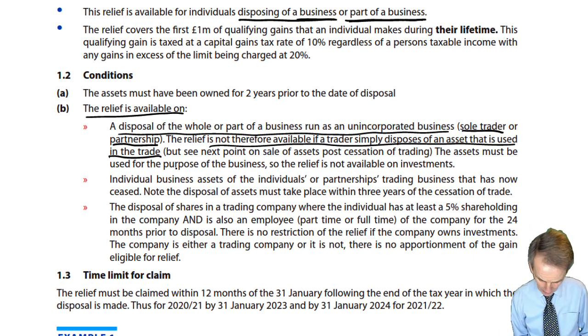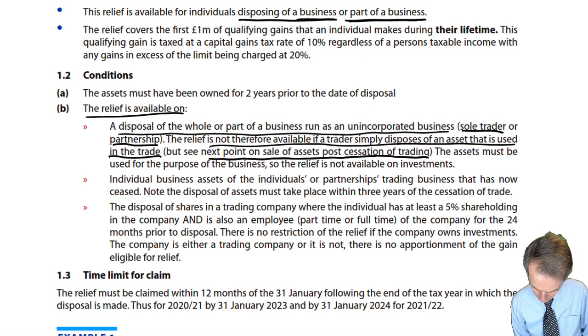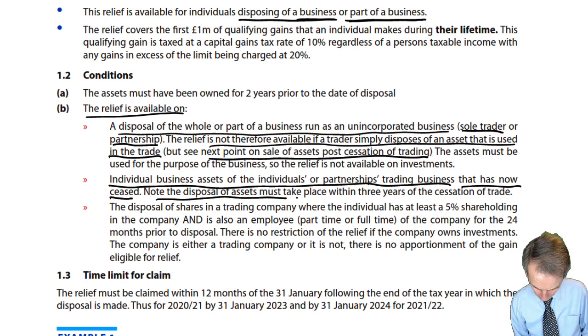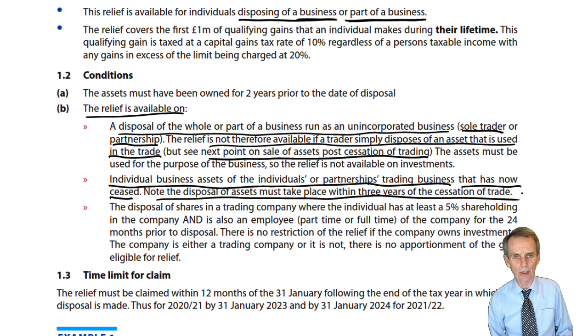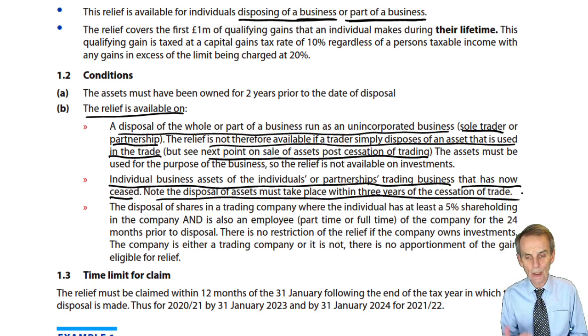Well, in that situation, as it says here, see the next point on sale of assets post cessation of trading, that is, individual business assets of the individual's or partnership's trading business that has now ceased. Note the disposal of assets must take place within 3 years of the cessation of trading. So I just said a moment ago that with the ongoing business, the unincorporated trade, we sell the property used in the business, but the business carries on. We move to rented premises or we replace it with another property that we purchase. Then there is no business asset disposal relief.